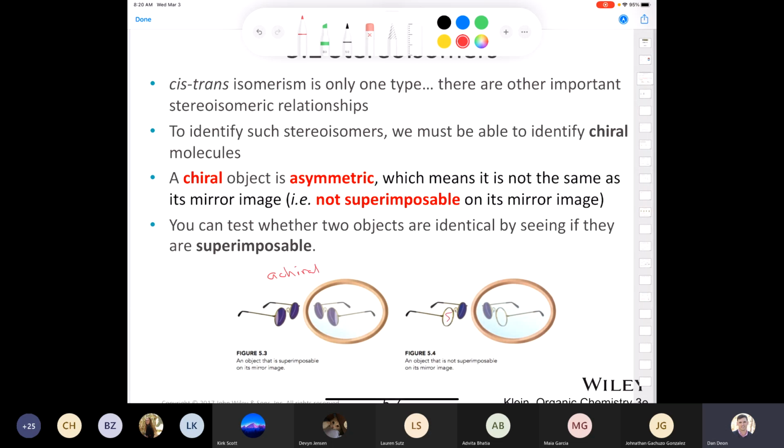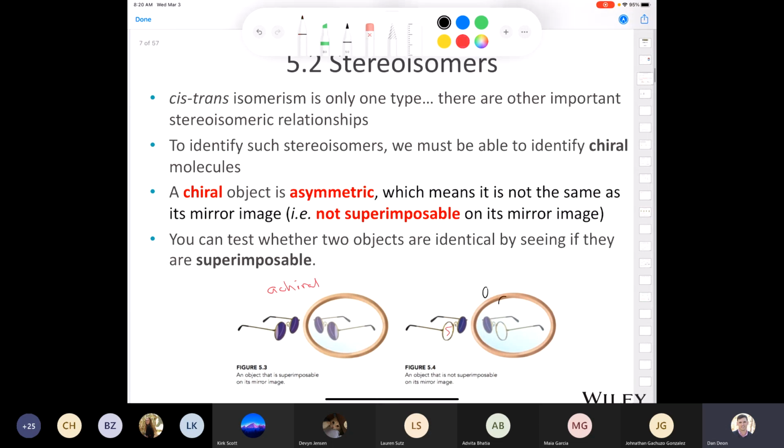However, if you poke one of the lenses out, right, and if you were to try to overlap these glasses, okay, or maybe I should use a black pen here. If you were to try to overlap these glasses with these ones, what would you see? You'd see that the shaded in lens would end up over here. And so these were not superimposable. And so the pair of glasses with the lens poked out is in fact a chiral object, okay?